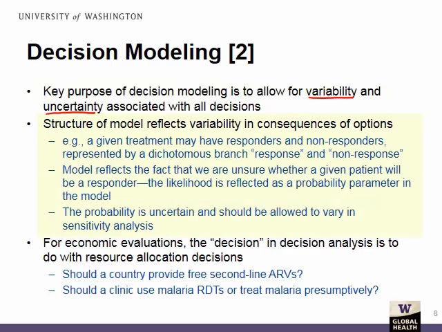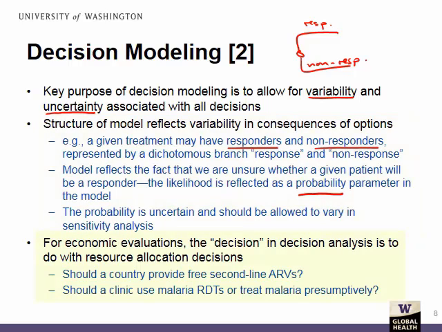So if you have a treatment and you have responders and non-responders, you can represent them in a dichotomous branch in the tree. So you have responders and non-responders. And essentially what that does is that, given that you are unsure whether a patient will be a responder or not, you can assign a probability, and this parameter will allow you to capture this uncertainty. So the probability is the likelihood of response or non-response. And you can vary this probability in sensitivity analysis to capture this uncertainty.